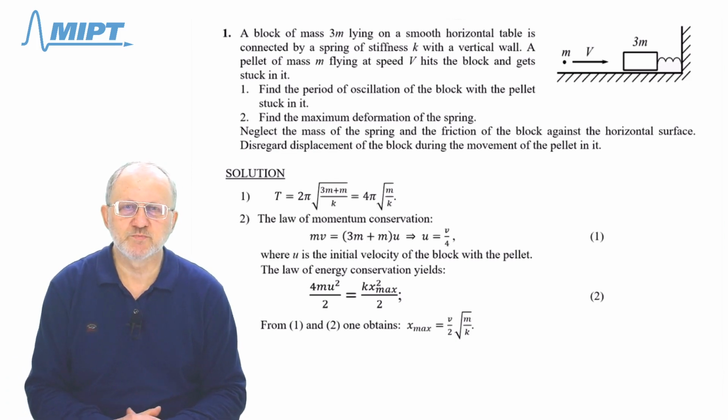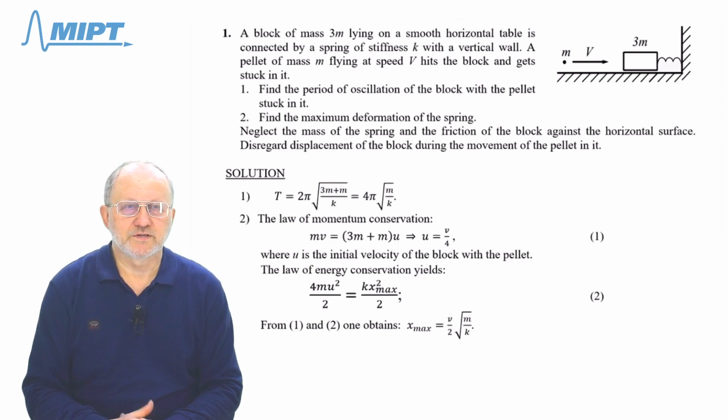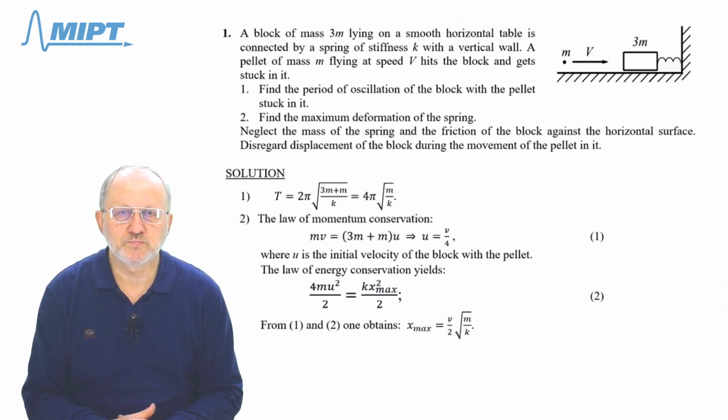The problem statement reads: a block of mass 3m lying on a smooth horizontal table is connected by a spring of stiffness k with a vertical wall. A pellet of mass m flying at speed v hits the block and gets stuck in it. The question is, find the period of oscillation of the block with the pellet stuck in it.